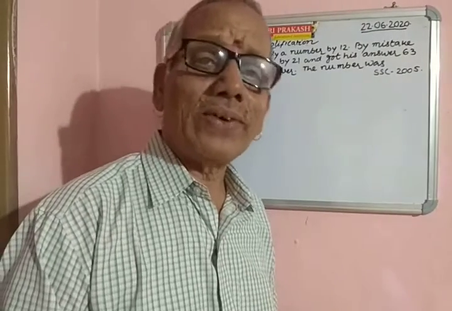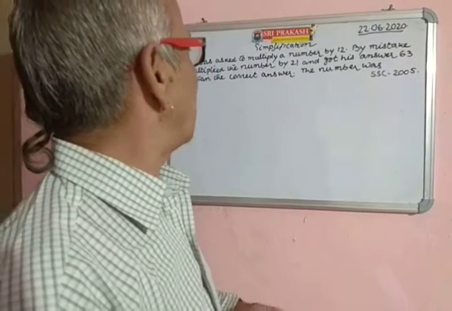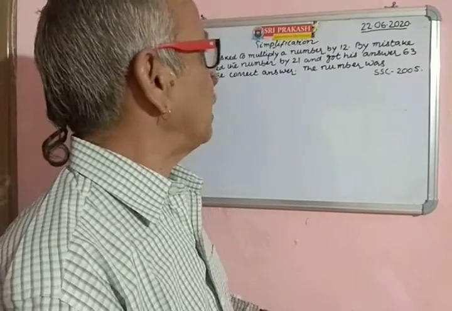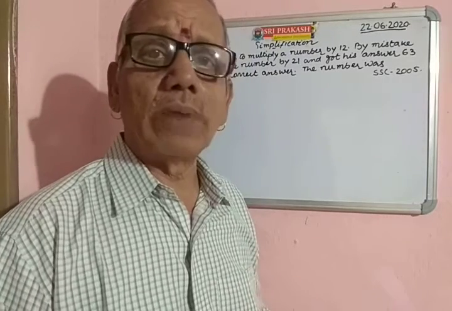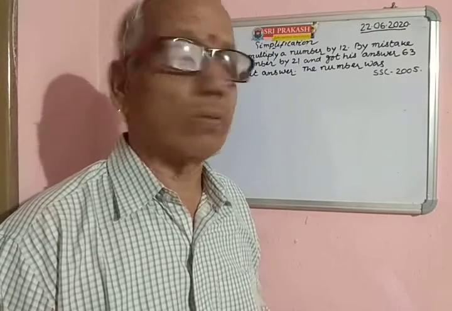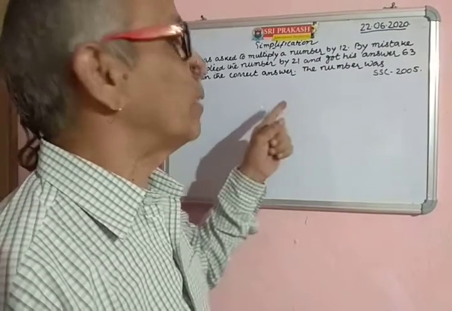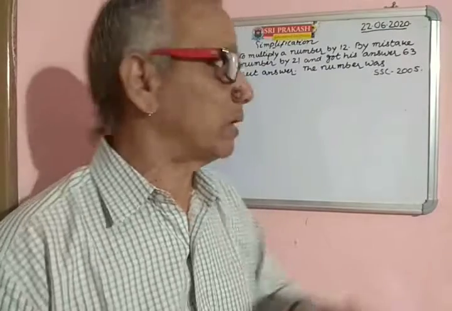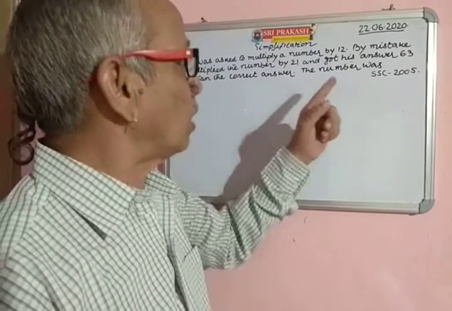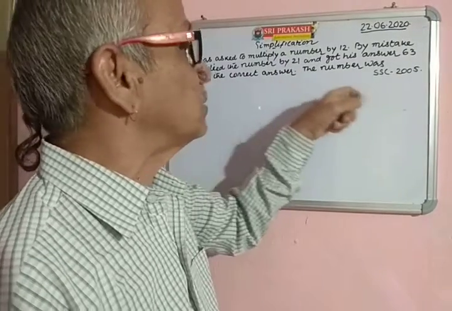Now your third question reads like this. A boy was asked to multiply a number by 12. By mistake, he multiplied the number by 21. What did he do? By mistake, he multiplied that number by 21. Then what happened? And got his answer 63 more than the correct answer.